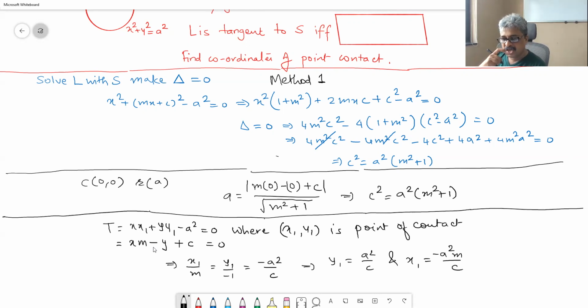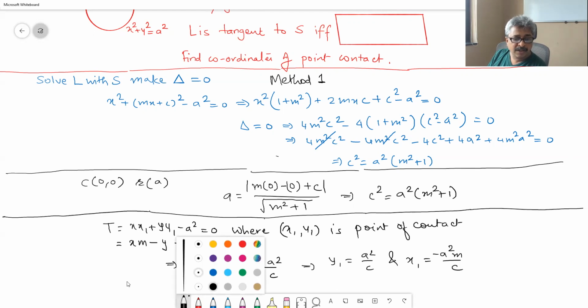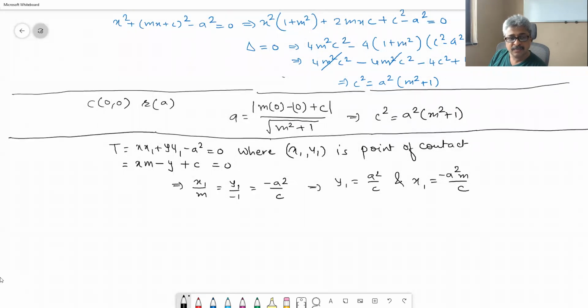Okay, and if this is the point of contact, then how do you get condition for tangency? Put that point in the equation of line.